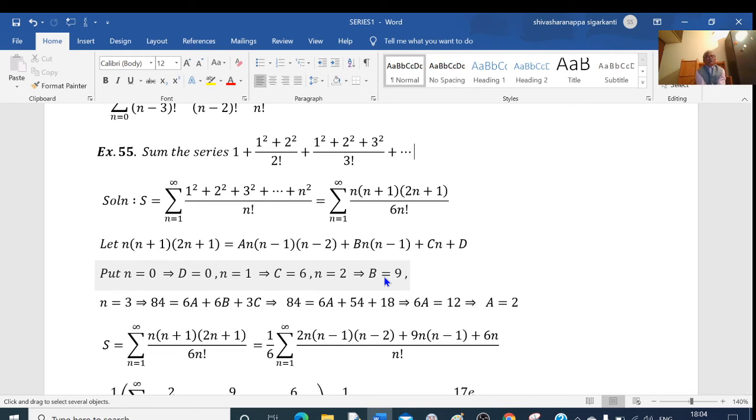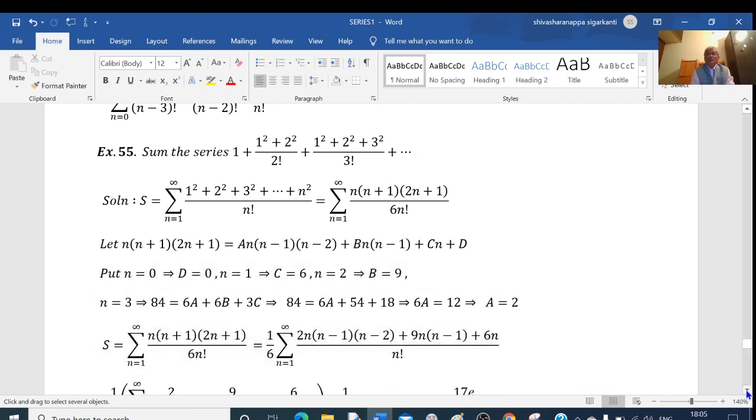Then to find the value of A, put some other value for n. You can put 3, 4, 5, 6, other than 0, 1, 2. You can put minus 1, minus 2, any value you can put. What I am doing is putting n equal to 3 here, and I am getting an equation. Already we have the values of B, C, D. Substituting the values of B, C, D and finally simplifying, I am getting 6A equal to 12, or A is equal to 2. So A equal to 2, B equal to 9, C equal to 6, D equal to 0.